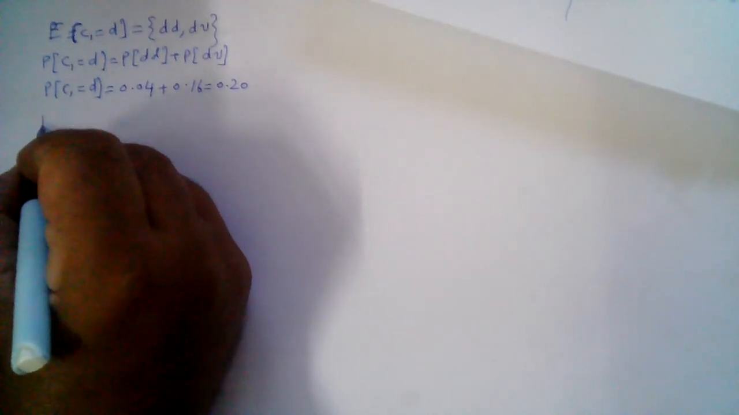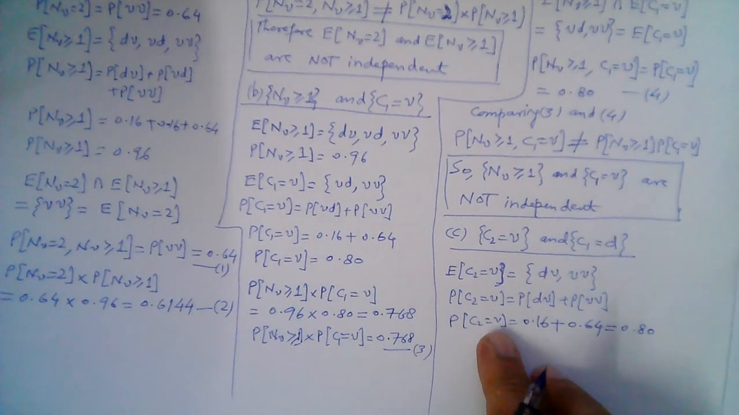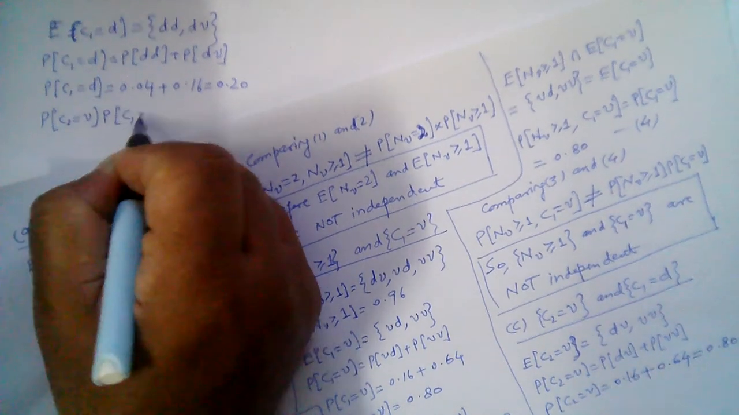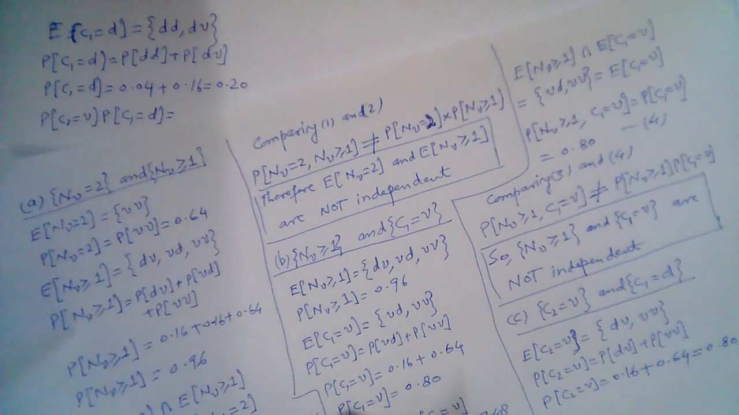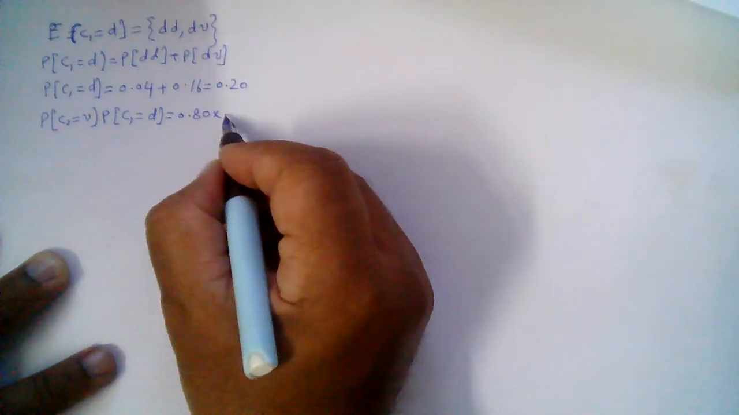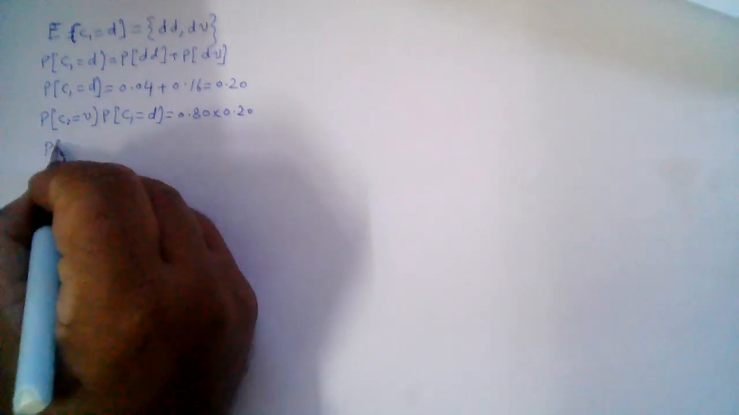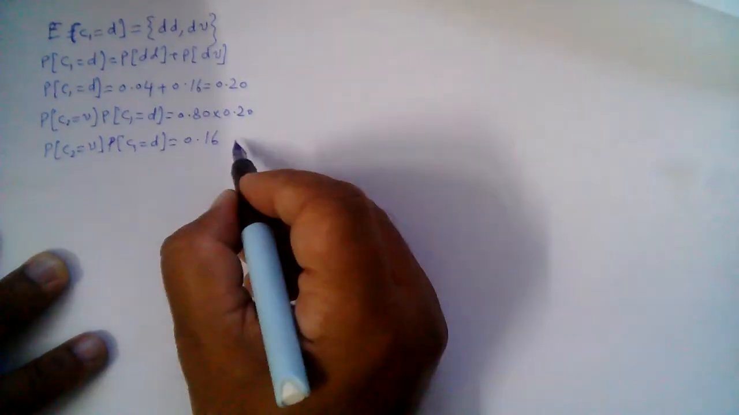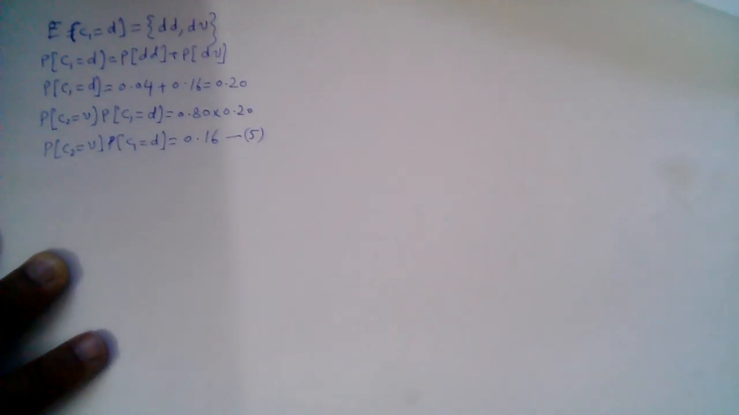So let's now find out the product of the probabilities. The probability of C2 is equal to V multiplied by the probability that C1 is equal to D is 0.80, which we found out here, multiplied by the probability of C1 is equal to D, which is 0.20. So the probability of C2 is equal to V multiplied by the probability of C1 is equal to D is equal to 0.16. So let's call this equation number 5. So let's now find out the intersection of the events.